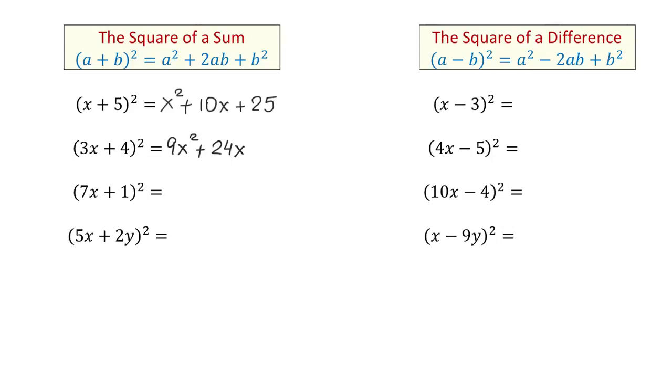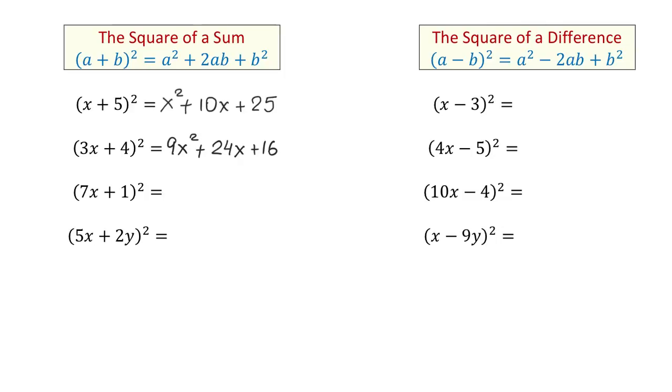And the last part, we will take 4 and we will raise to the second power. 4 to the second power is 16. So here we get 9x squared plus 24x plus 16. And again, this is a perfect square trinomial. Let's go to the next example.